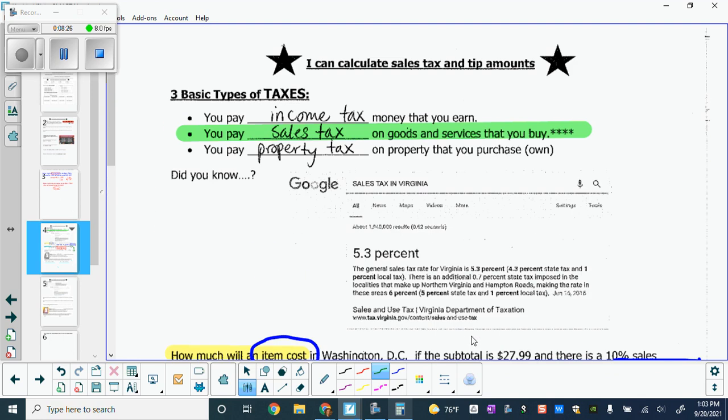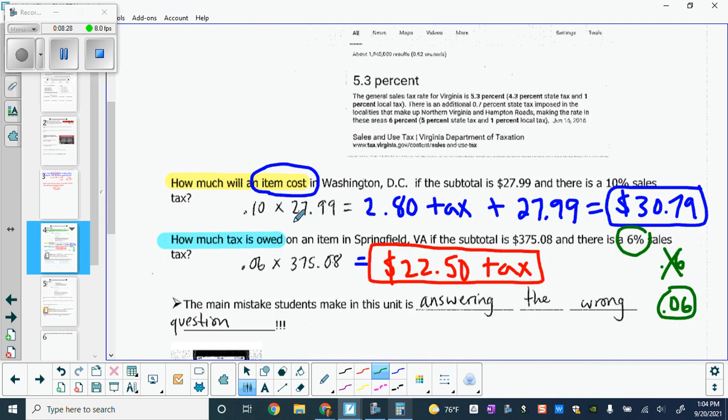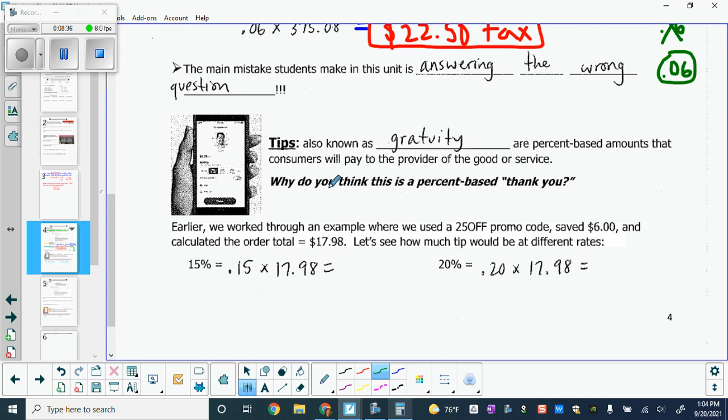All right, so that takes care of sales tax. You do the math the same way you do the discount, but this time we're just adding in tax instead of subtracting it away. And now let's talk about tip. So a fancy word for tip is also known as gratuity. And when you guys see this word gratuity, it kind of sounds like the word gratitude, which means thankful, you're being thankful. So why do you think that we give our tips or gratuity as a percent-based thing?